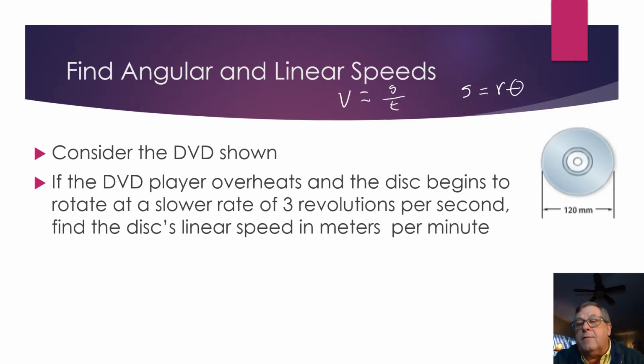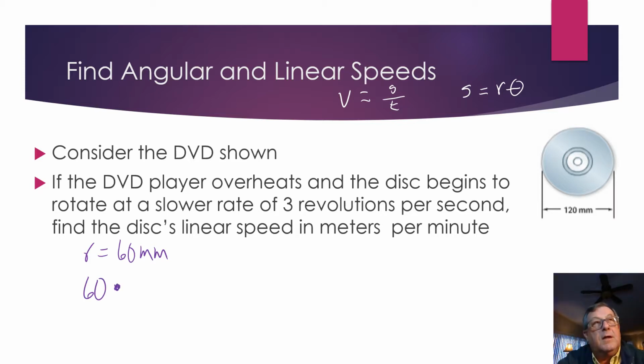All right, so one conversion I've got to do is I've got to convert that 120 millimeters into a radius. So let's say that R right now equals 60 millimeters, but I want to express this in terms of meters. Well, let's convert this 60 millimeters into meters. So I've got 60 times, let's see, how many millimeters are in a meter?